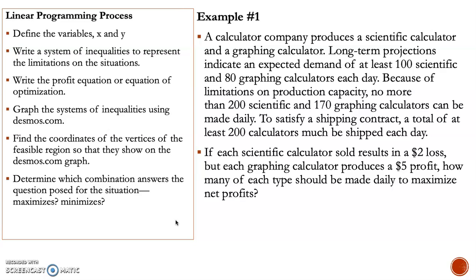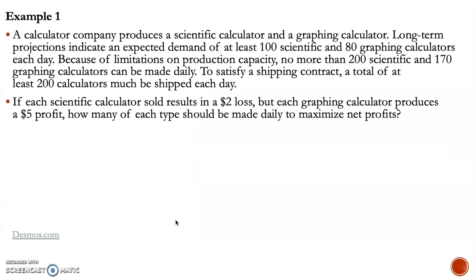Now here's the question, the problem we need to solve. If each scientific calculator sold results in a $2 loss, but each graphing calculator produces a $5 profit, how much of each type should be made daily to maximize net profits? So following our process, we're going to define the variables. We need to know how many scientific and how many graphing calculators this company should produce each day. So let's let x equal the number of scientific calculators and y equal the number of graphing calculators.